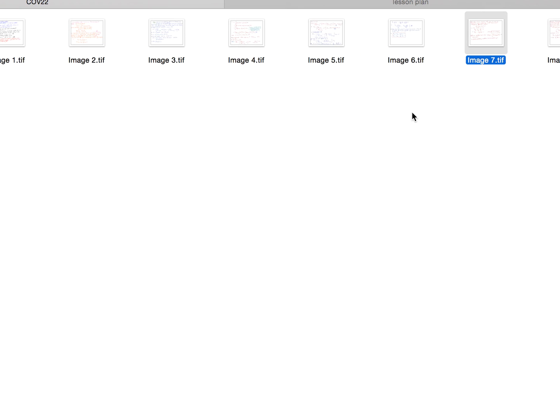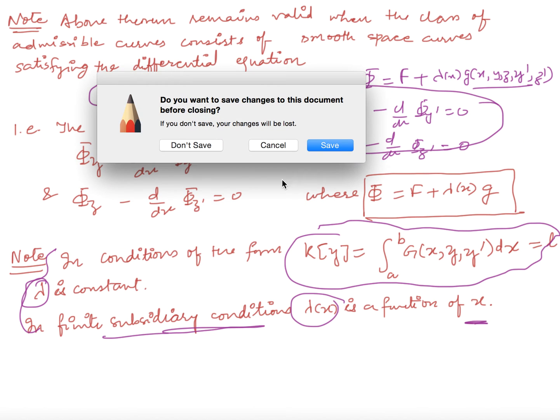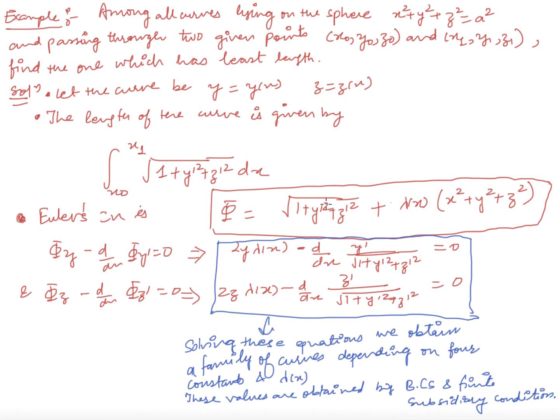So let us solve one example. The question is: among all the curves lying on the sphere x square plus y square plus z square is equal to a square passing through two given points, find the one which has the least length. So this is basically a geodesic problem. There are many ways of solving a geodesic problem. You have a sphere and two points a and b on the sphere, and these two points can be connected by many curves. We want to find the curve which has minimum length, right?